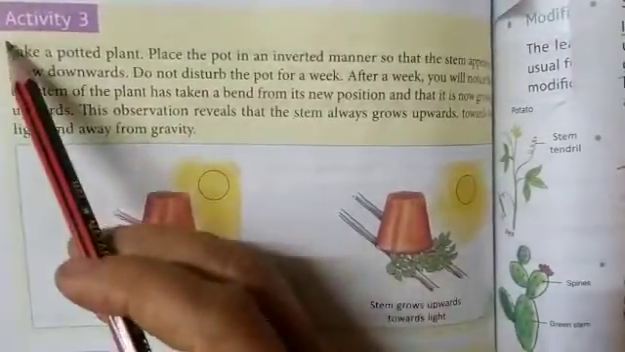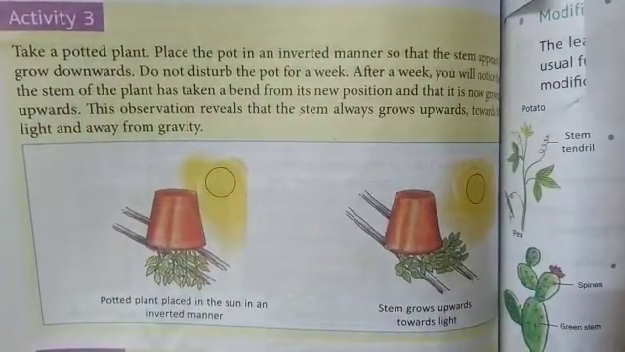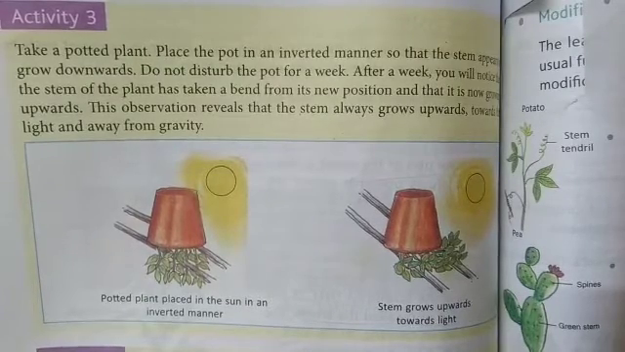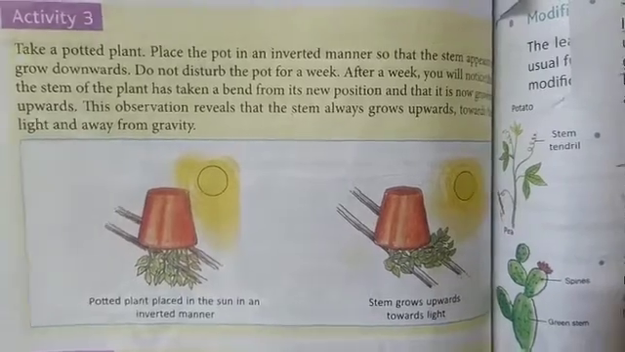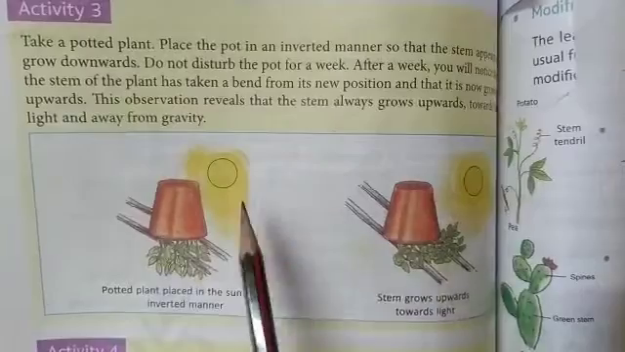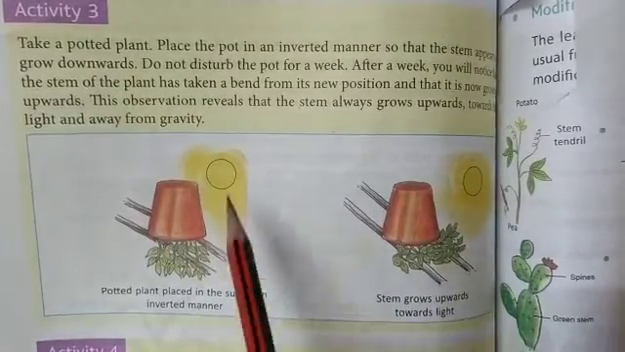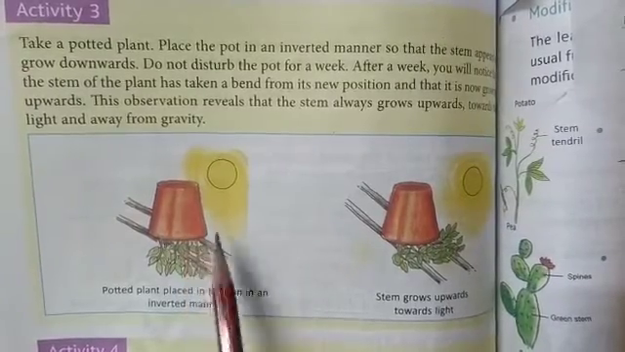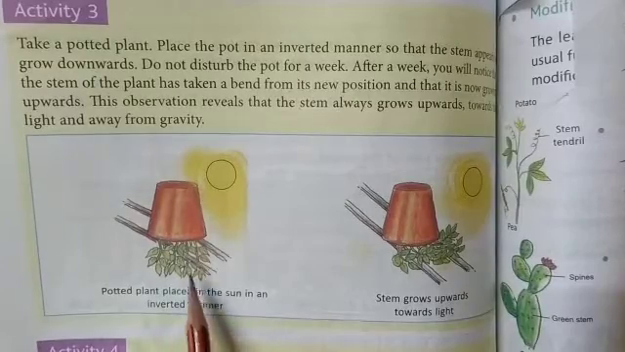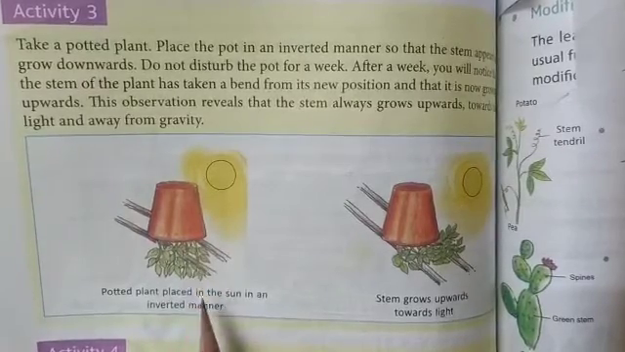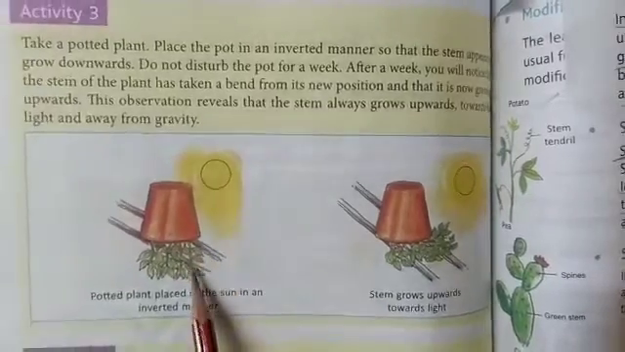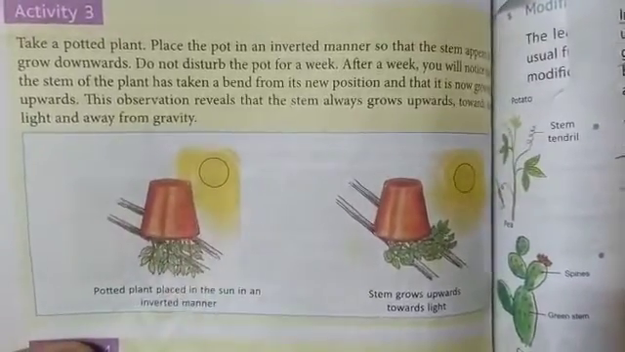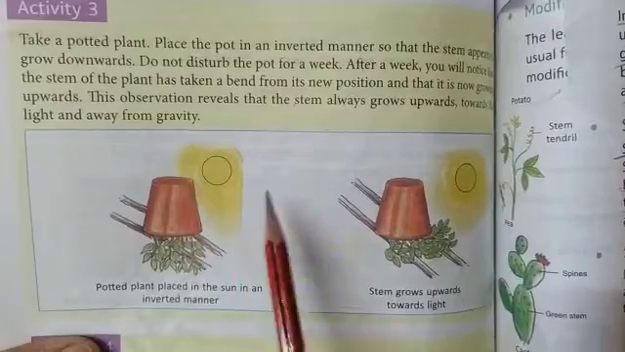So first we talk about activity 3. Take a potted plant. Place the pot in an inverted manner so that the stem appears to grow downward. You can see in the picture, potted plant लेना है आपने, ठीक है, और pot को क्या करना है? Invert करके रखना है. Potted plant placed in a sun in an inverted manner. ठीक है, बाकी उसको सब कुछ प्रॉपर मिलना चाहिए, सनलाइट उसको प्रॉपर मिलनी चाहिए, बस हमने क्या किया? पोट को उल्टा करके रखा है डाउनवर्ड डायरेक्शन में. Do not disturb the pot for a week.